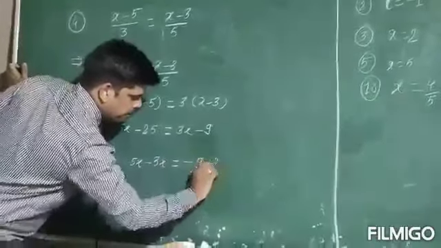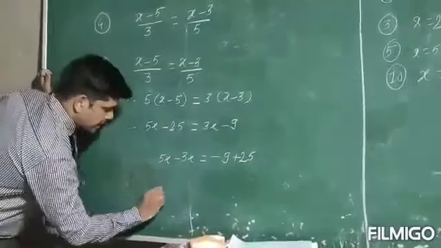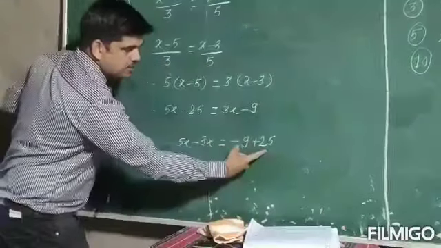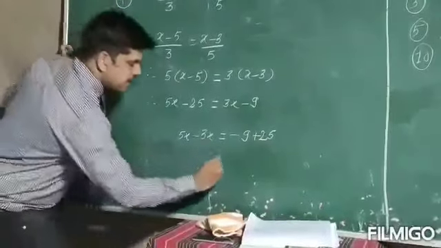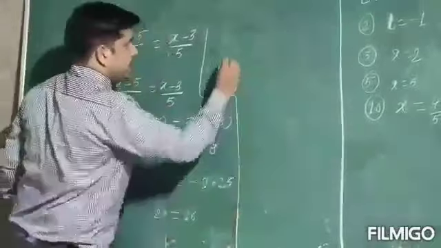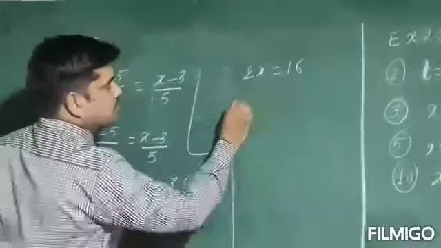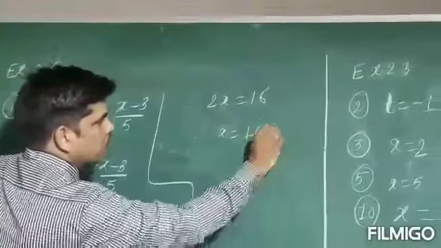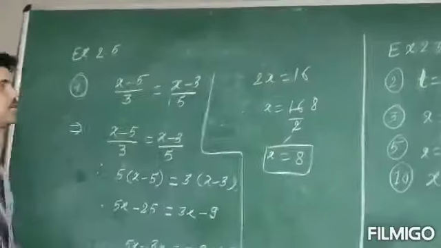We are collecting the constant terms: minus 9 plus 25. Now 5x minus 3x, how much? 2x. So therefore 2x is equal to, now 25 minus 9. Bigger is 25. From 25, 9 will subtract, it will come 16. So I will write here again, 2x is equal to 16. Therefore x is equal to what? 16 upon 2. 2 1s are 2, 2 8s are 16. So x is equal to 8 is the answer of question number 4.